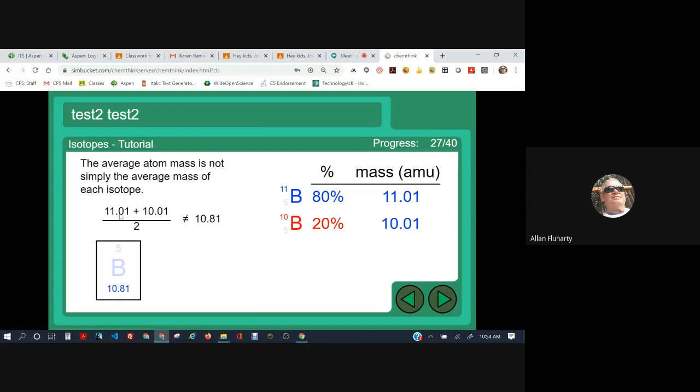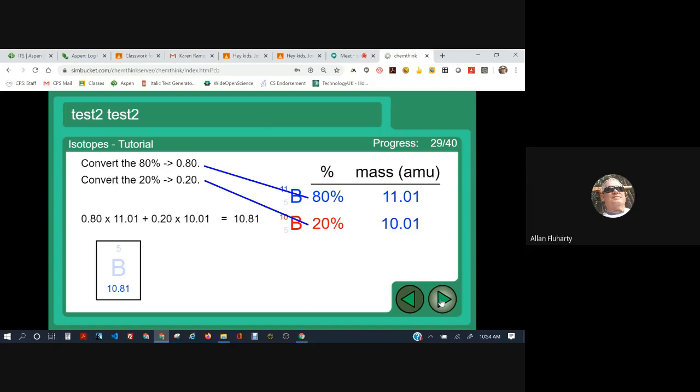But if you add them together, 11 plus 10 divided by 2 does not equal 10.8. 11 plus 10 is 21. 21 divided by 2 is 10.5. So where does this 0.8 come from? Well, we have to account for the relative amounts using the percentage. So 0.8 times 11 plus 0.2 times 10 does equal 10.81. Okay, so this is how we do it mathematically.